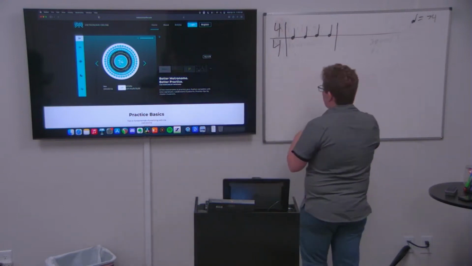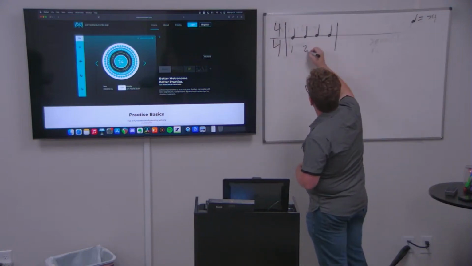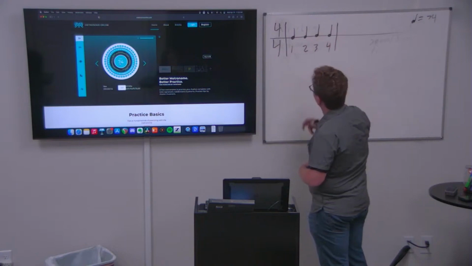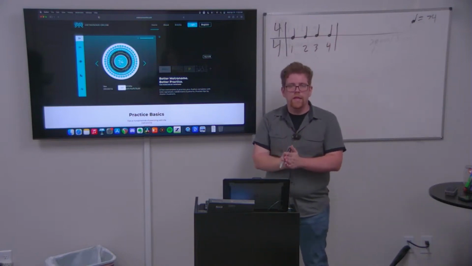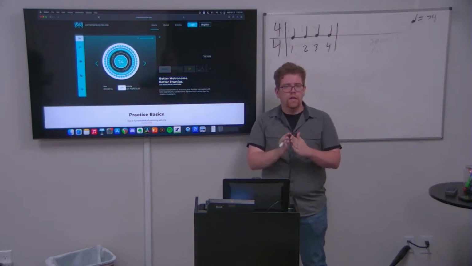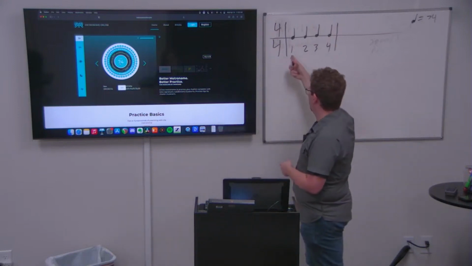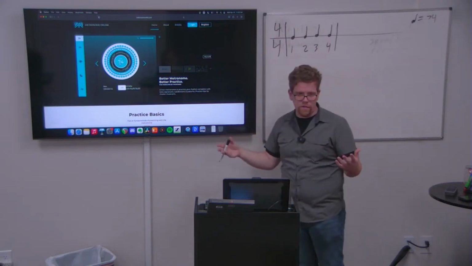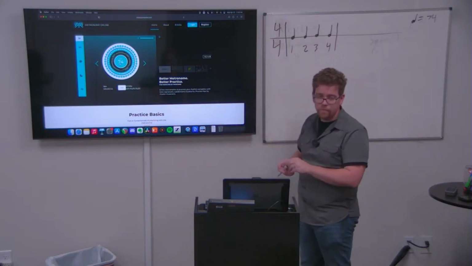So you heard me count that as 1, 2, 3, and 4. And anywhere that your tempo hits is the number of whatever beat that is in the measure. So in this case, 1 through 4. Some of our measures have 6, some of our measures have 12. But in this case, this one has 4.